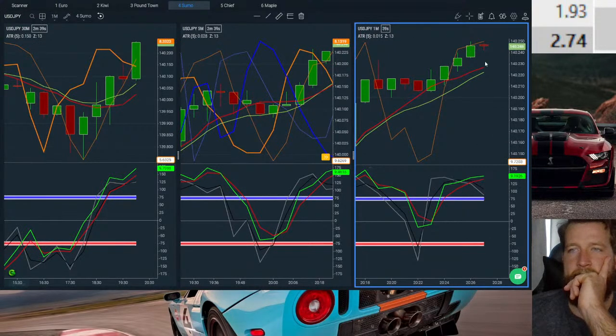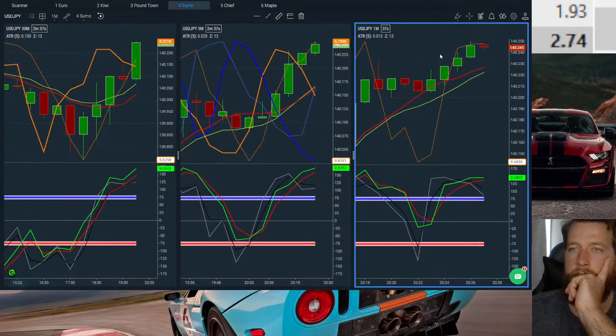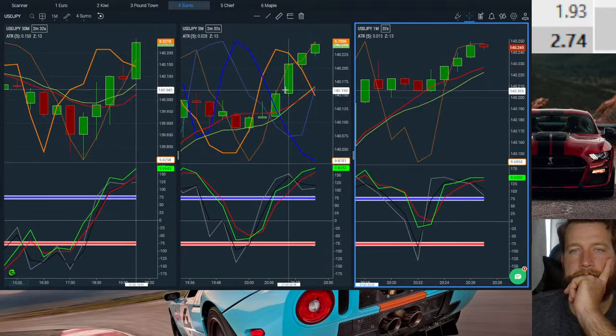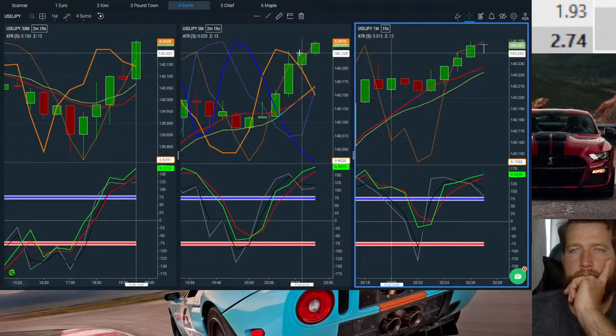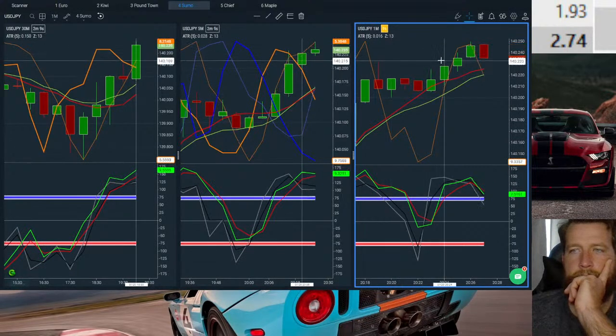Make sure we're not missing anything here because we are looking to go long right now. Yeah, so we could have hopped in right here, which would have been 29. Let's put it in right here.